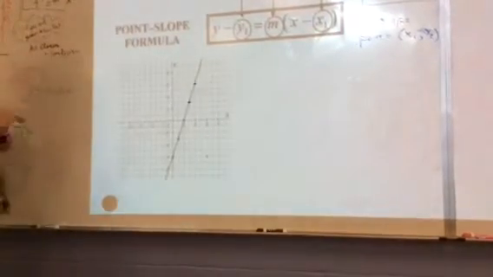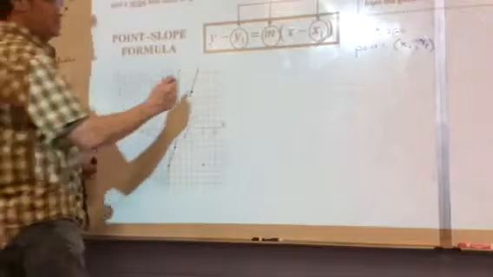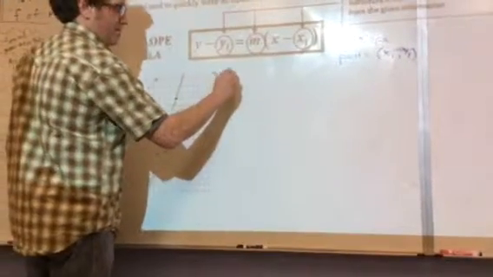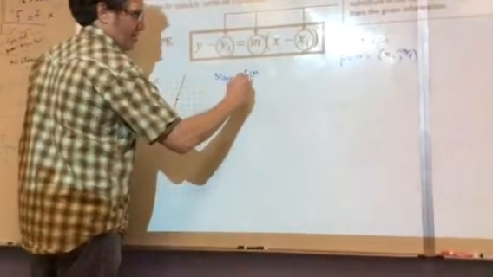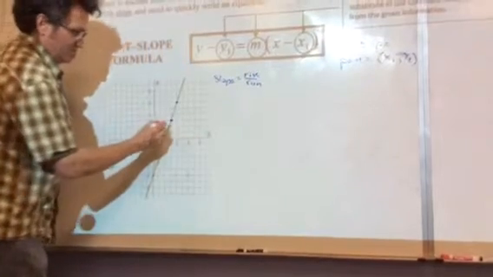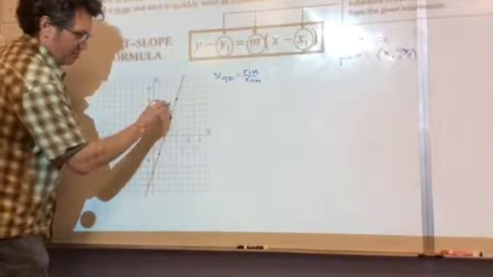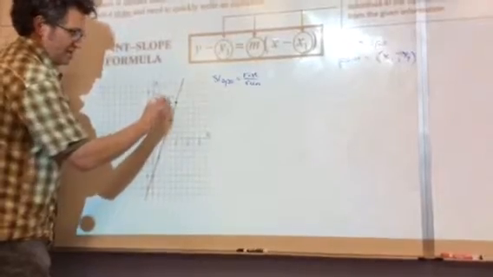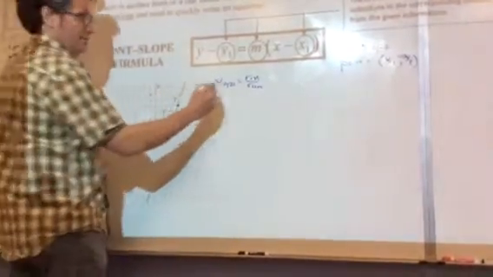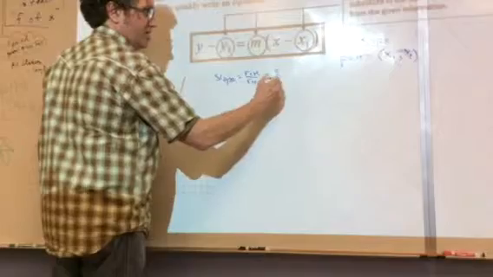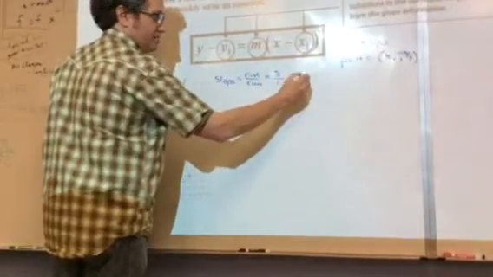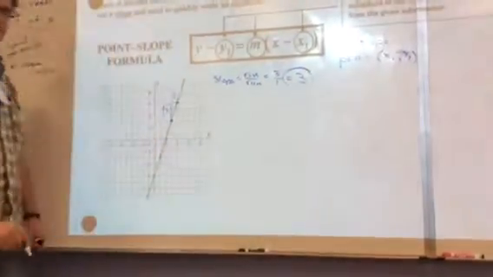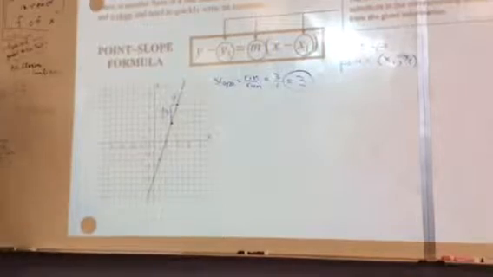So first, let's find the slope. We find the slope by the rise over the run. So we're going to go up 3 and over 1. So our rise is 3, our run is 1. So it's going to equal 3 over 1, which equals 3. So we're going to use that once we start writing the equation.